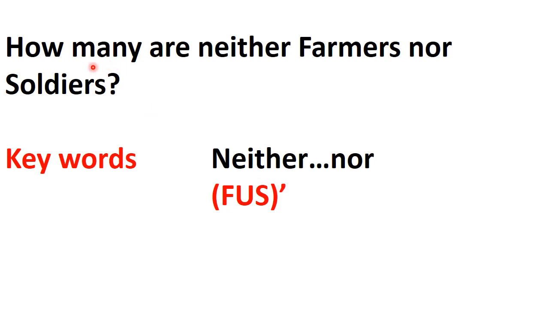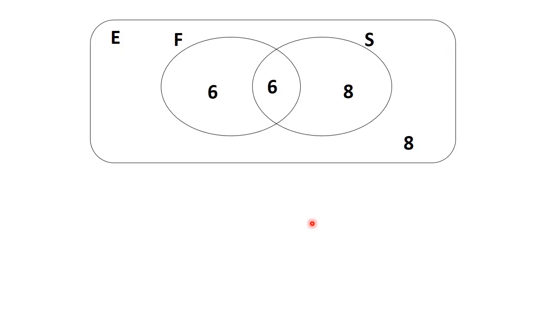And since the question says how many, we're dealing with numbers, so we have to add the n symbol here. We can write this as n of the set of interest inside the brackets, F union S complement. So what is our answer? We're looking for everything that is not in here or here or here. As you can see, it's this outside, which is 8. So the number of F union S complement is 8.